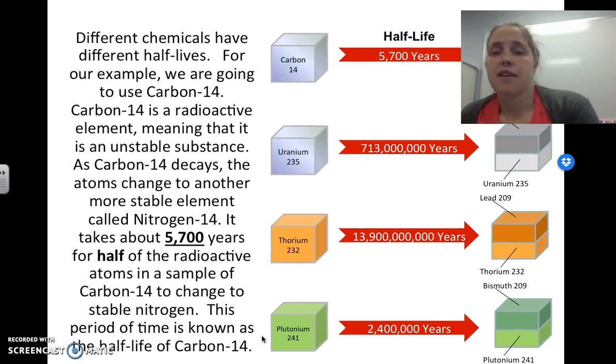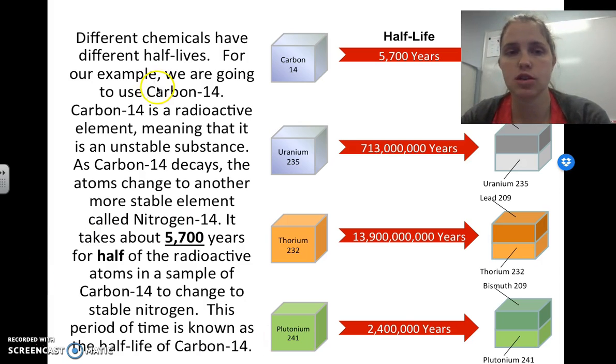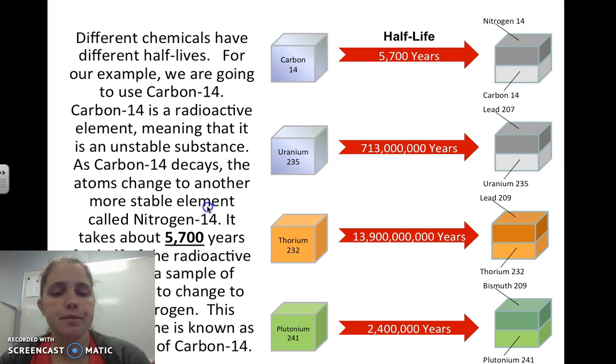Different chemicals have different half-lives. For our example, we are going to use carbon-14. Carbon is an element, and 14 is a type of carbon, so carbon-14. If I look right here, carbon-14 has a half-life of 5,700 years. In other words, if I have a certain amount of carbon-14, after 5,700 years, only half of that carbon-14 would still be in existence. Another example is uranium. Uranium is another element we look for, and uranium has a longer half-life.